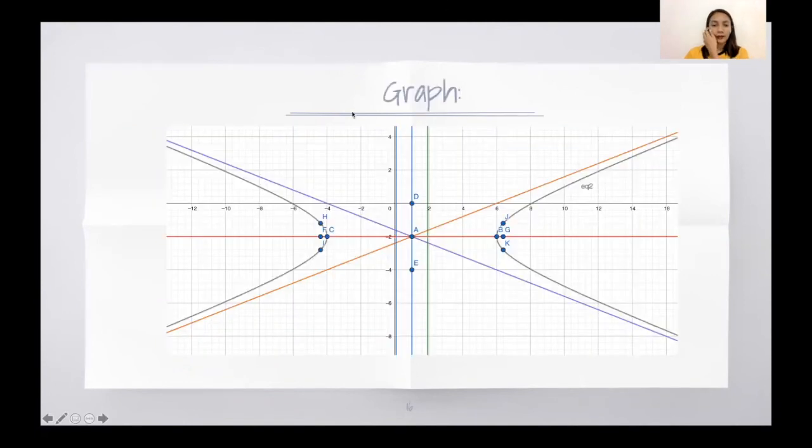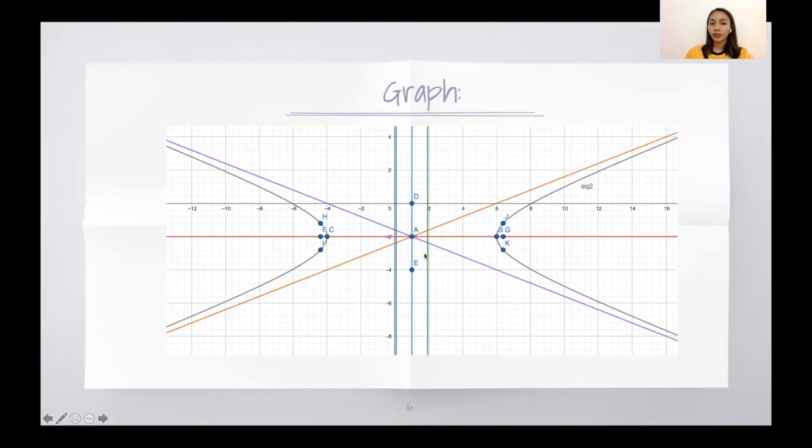Okay, so here's the graph. We all know that this is a horizontal transverse axis, right? So that's the graph. The center is not at 0, 0. Our center is at 1, negative 2, right? So our center is at 1, negative 2. That's letter A.